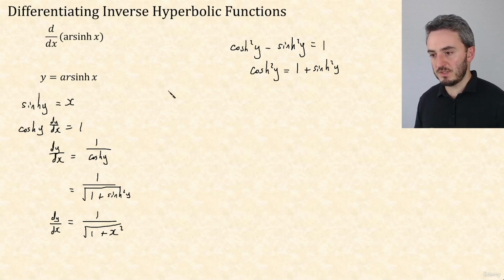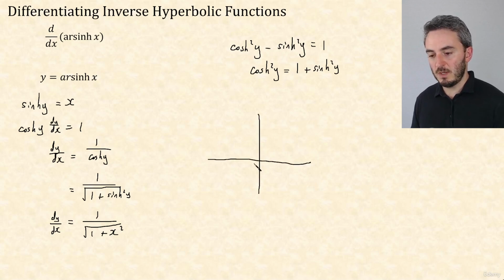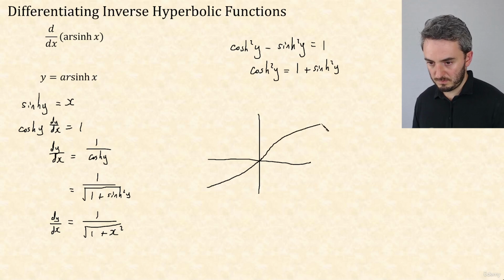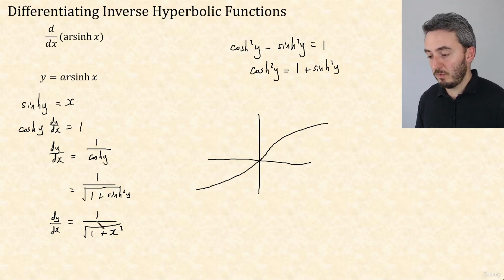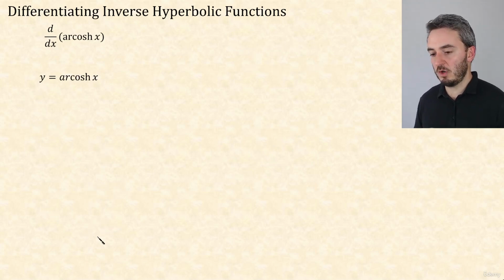Now I just glossed over the fact that I didn't consider the positive and negative when I square rooted. Why am I just interested in the positive? Well, what does arsinh look like? Arsinh looks like this, like that. So its gradient is always positive, and therefore we do want 1 over the positive root of 1 plus x squared. Okay, let's have a go with our cosh.